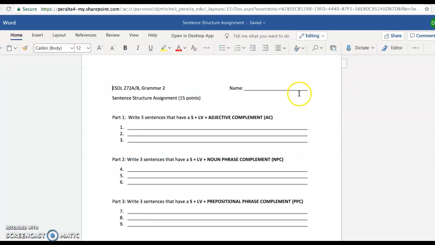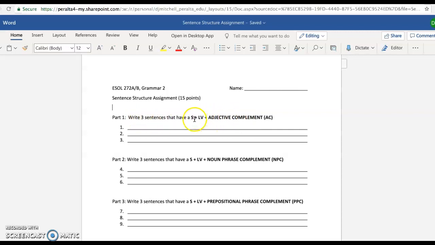The last thing I want you to do this weekend is I want you to do this sentence structure assignment, and this one you're going to turn in to me. The other 2 assignments that I just showed you, we're just going to check in class. You don't have to send to me, but this one is worth 15 points and you will have to send it to me, okay? So this is just practicing.